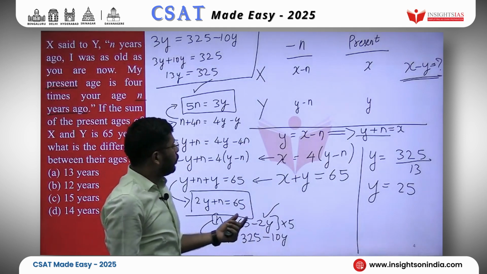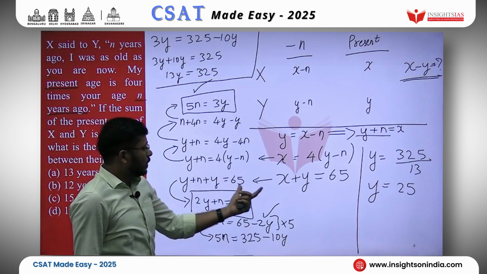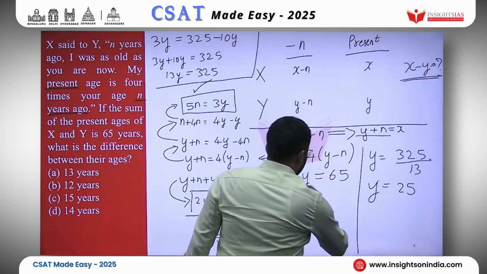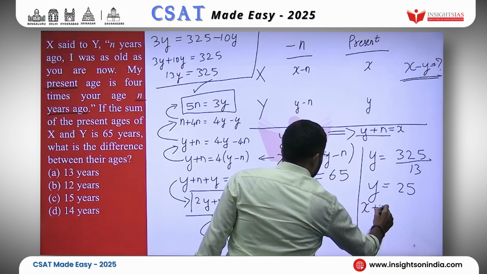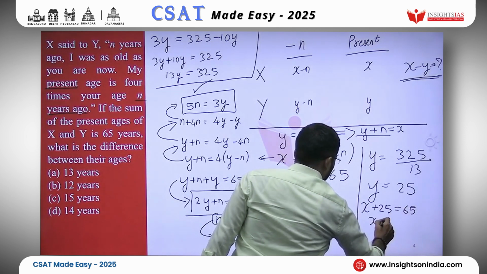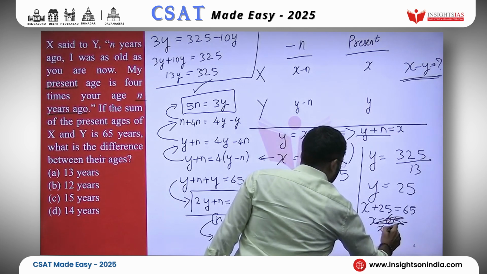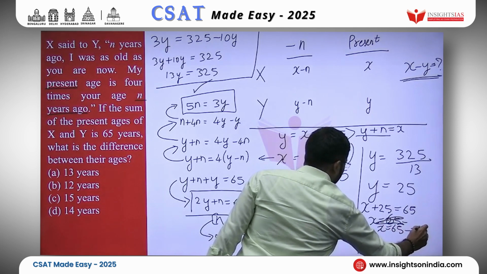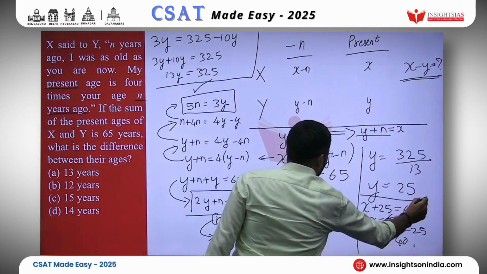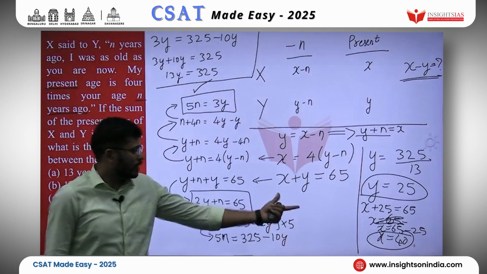Now we will find the value of x. We will find the value of x using any of the equations. Which equation shall we use? We shall use this one: x plus y is equal to 65. So x plus 25 is equal to 65. X is equal to 65 minus 25. That would be 40. So y is 25 and x is 40.